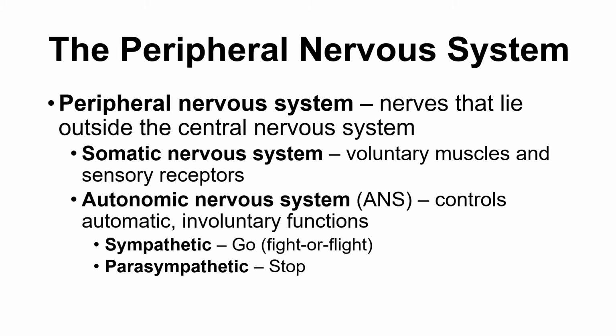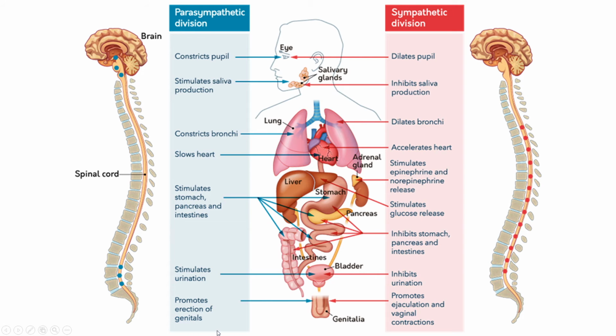And then the parasympathetic nervous system is the opposite of that. Instead of a go response, this is a stop. So this is going to slow the activity of most of our organs. It's going to help us sort of slow things down. And for those who are more visual, we have this handy little chart here that shows our sympathetic, the revving up, and our parasympathetic, the calming down, and they tend to work in opposition of one another.